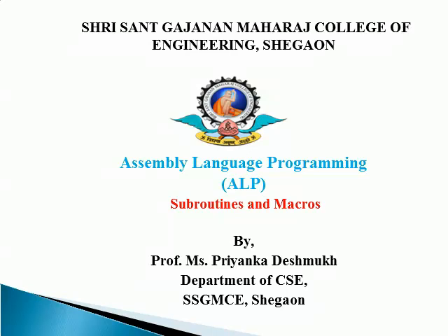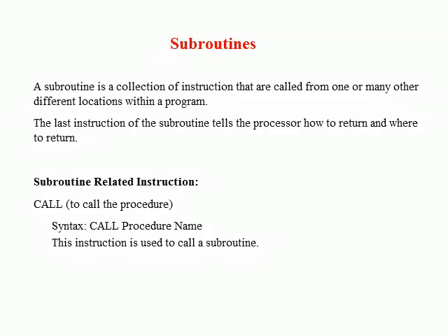Hello everyone. We will discuss subroutines. A subroutine is a collection of instructions that can be called from one or more different locations within a program. It uses two types of instructions, the call instruction and the return instruction. Also, the last instruction of the subroutine tells the processor how to return and where to return.